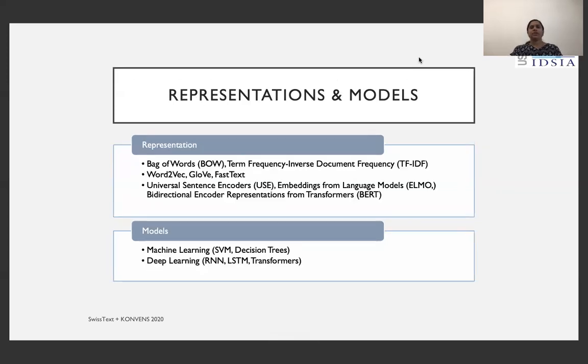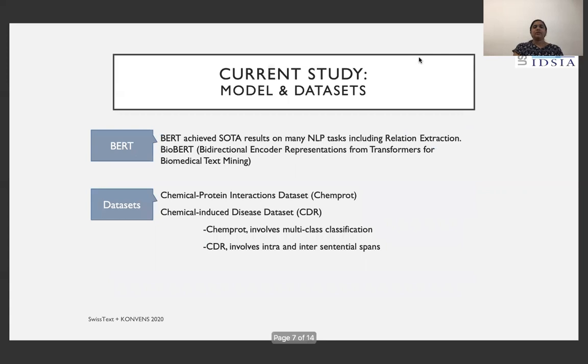In the existing literature, there were different representation schemes and models used for biomedical relation extraction. It varied from the classical bag of words and TF-IDF approaches to the embedding-based approaches and latest transformer-based models. In the current study, we had explored the deep learning models, the neural models, such as bidirectional LSTMs, BERT models, and combination of BERT representation schemes with LSTM and the attention models.